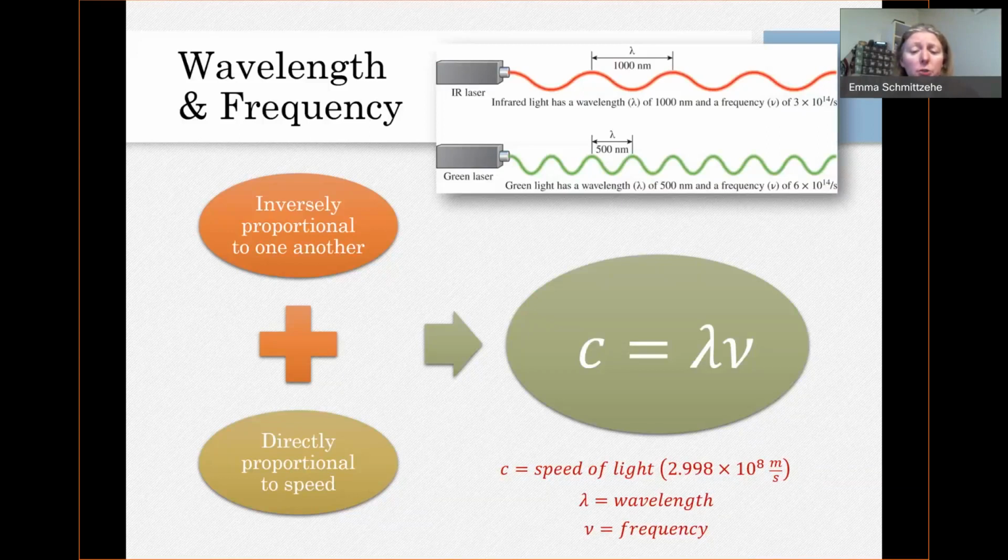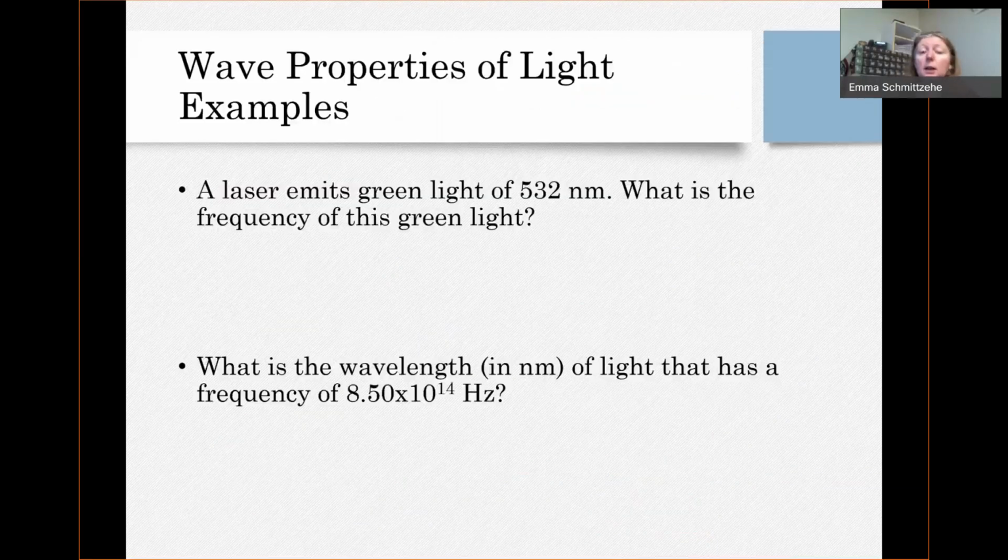So we're going to use that equation to do some calculations to convert between wavelengths and frequencies. So let's do these two examples. These are related to the wave properties of light, which are wavelength and frequency. Here, a laser emits green light of 532 nanometers, and I want to know what is the frequency of this green light. So what I have is a wavelength. That 532 is the wavelength.